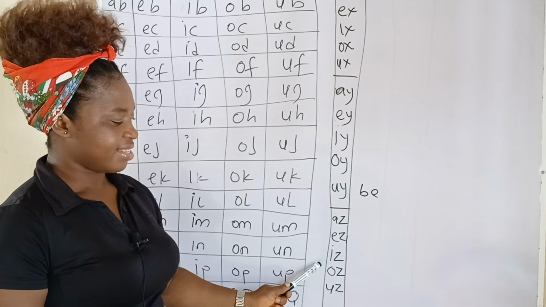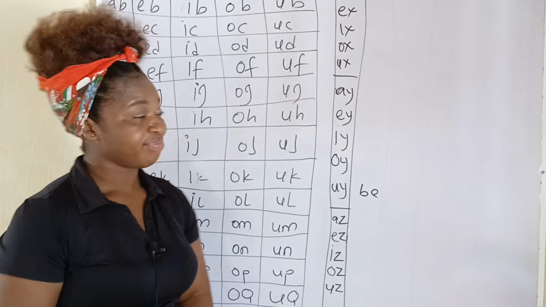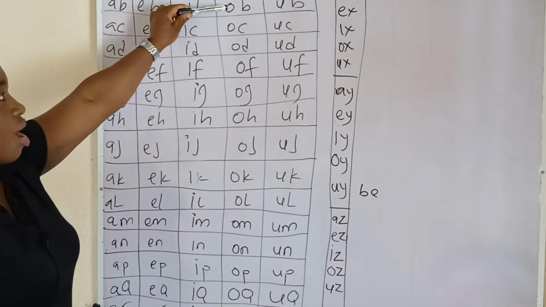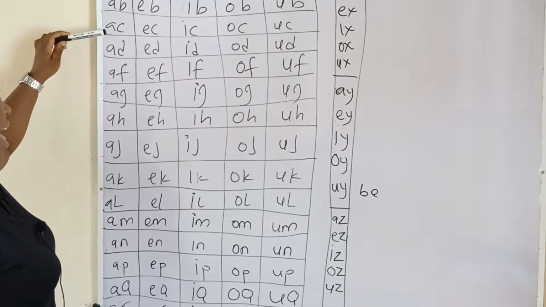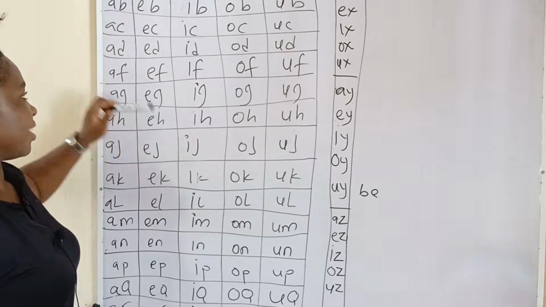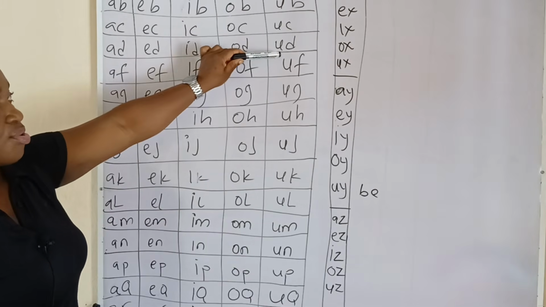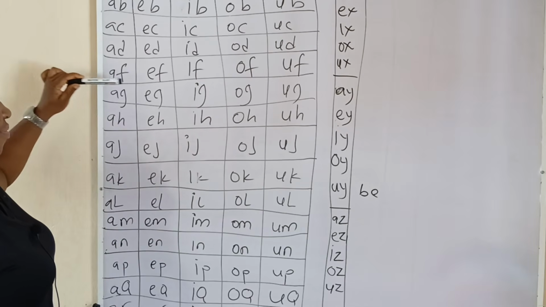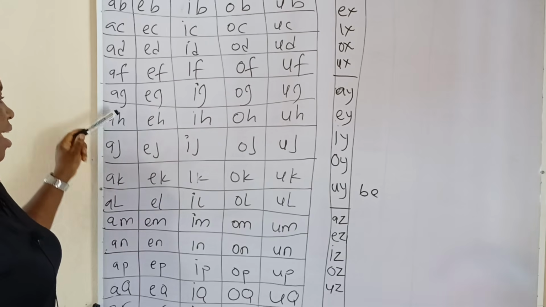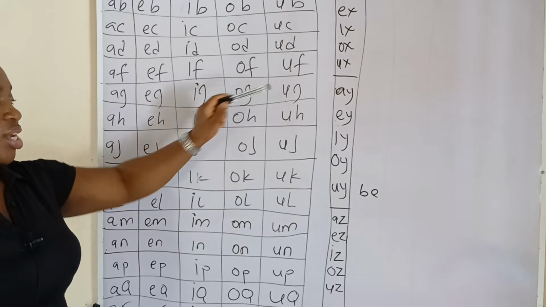As, is, us, us. Did you get that? Let's go right again. Ab, eb, ib, ob, ub. Ak, ek, ik, ok, uk. Ad, ed, id, od, ud. Af, ef, if, of, uf. Ag, egg, ig, og, ug.